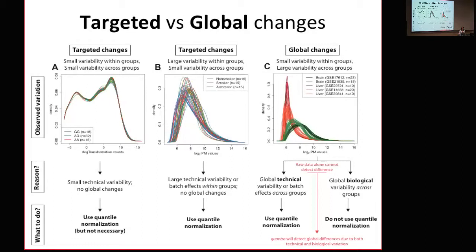So quantile normalization would remove any noise that you see. Maybe like this one line is slightly different. It would make those lines on top of each other, making the distributions the same, but it's not necessary. The second case is whenever you're comparing the gene expression of 3 different groups: non-smokers, smokers, and asthmatics. And what you see is those distributions are much more variable across or within groups.